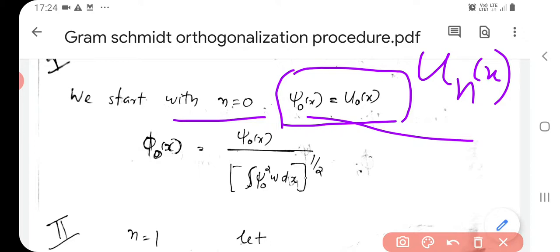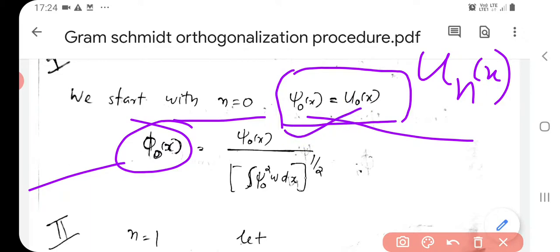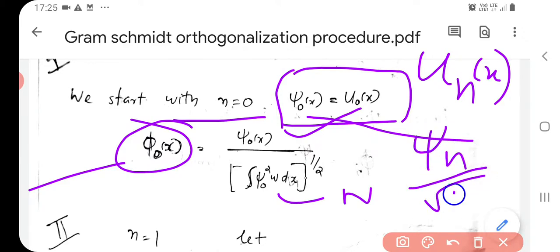The psi 0 is there, so we find phi 0. Phi 0 is normalized. So how do we normalize? You divide psi 0 of x by the integral psi 0 square w dx. This is our n. We found we can normalize a function by dividing it by root n, where n is the norm. So we have psi 0 of x over the integral psi 0 square w dx to the power half.